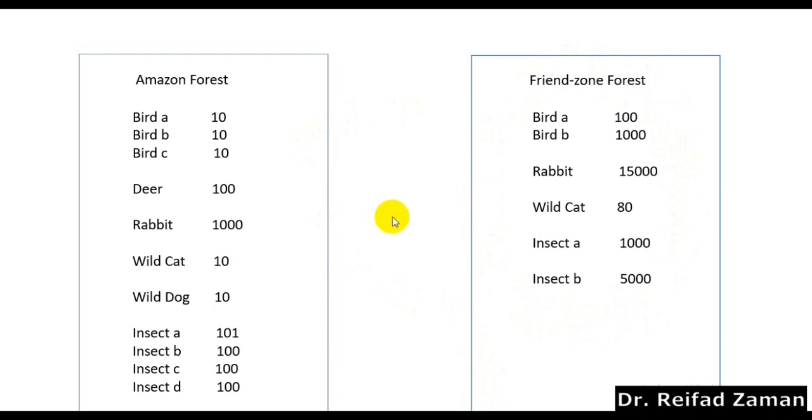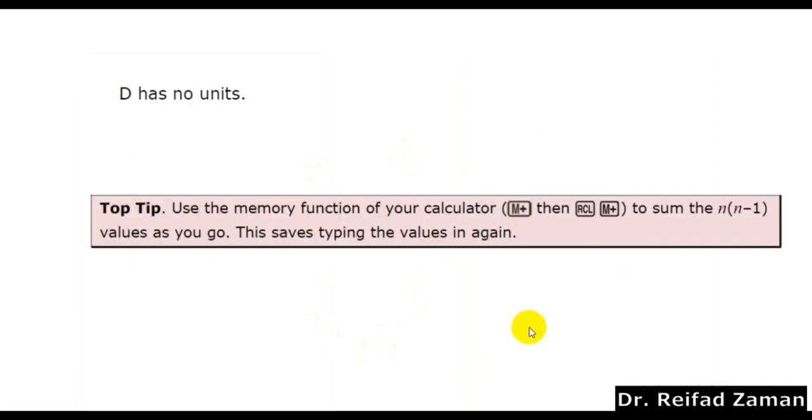So that's it about Simpson's diversity index. I hope you have understood the concept. And one more thing. To understand that D, since it's like a ratio, it does not have any units. And also remember to use this tip to calculate the sum of n into n minus 1.